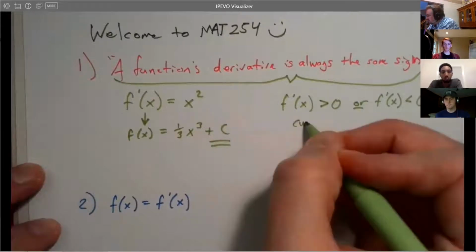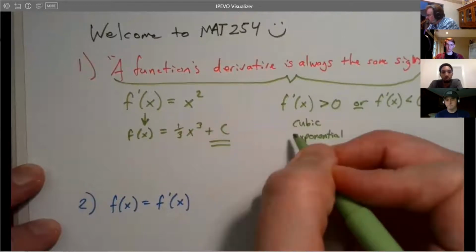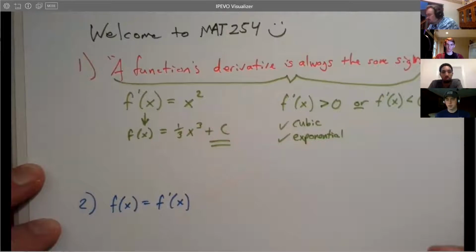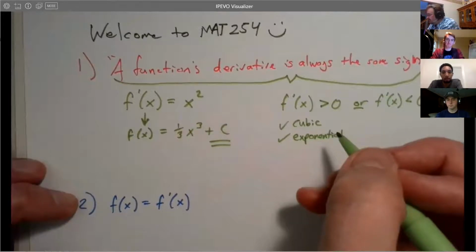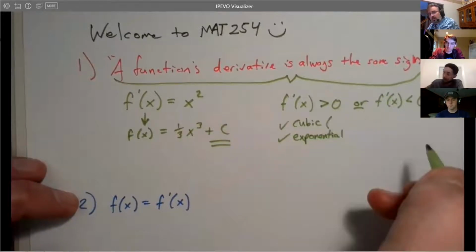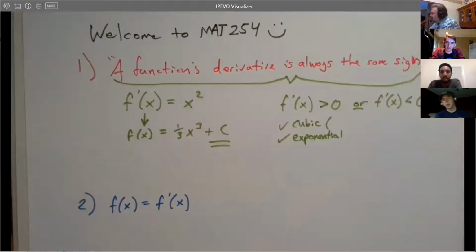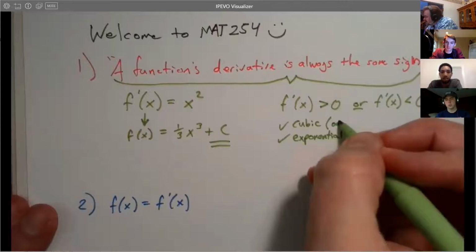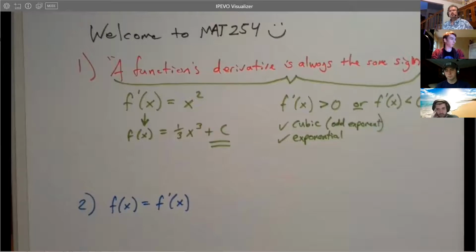e to the x. What else? Technically, we could abstract out from cubic to what kind of general polynomial? Odd polynomial? With just an odd exponent? Yeah, odd exponent. So having an odd exponent. What else? What other kind of functions can you imagine might satisfy f prime of x is always greater than 0?